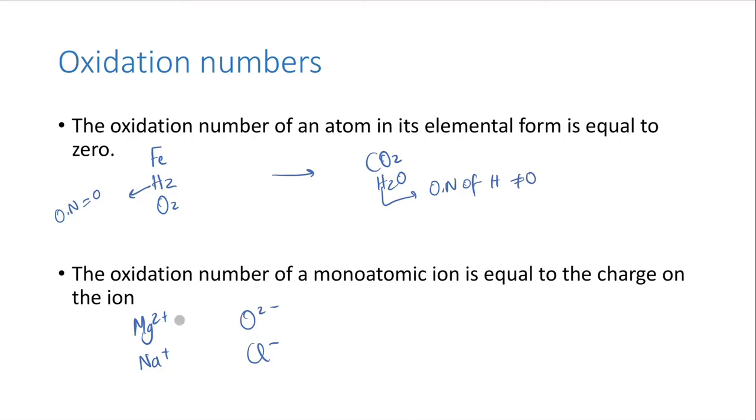It's always equal to the charge of the ion. It should be monoatomic, consisting of one atom. So if I want to calculate the oxidation number of Cr in Cr2O7 2-, it's not equal to -2, because we have many atoms here. It should be one atom, it should be monoatomic.